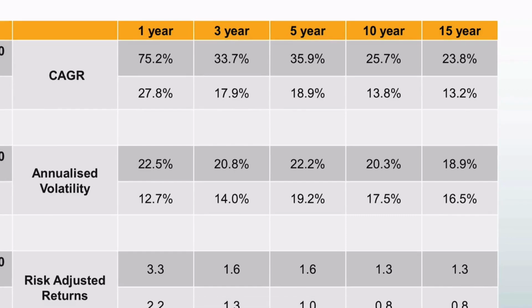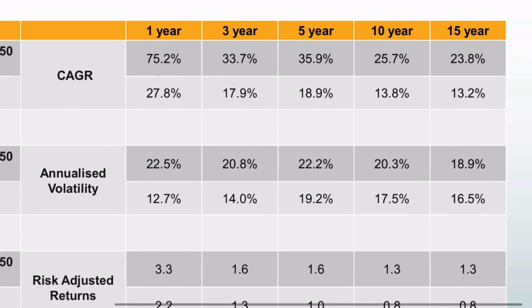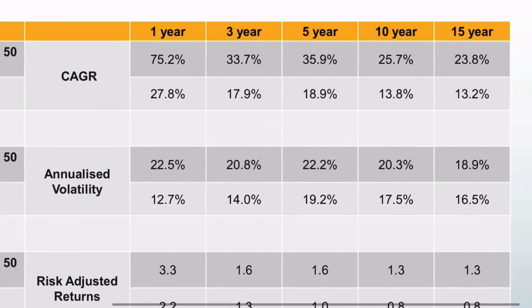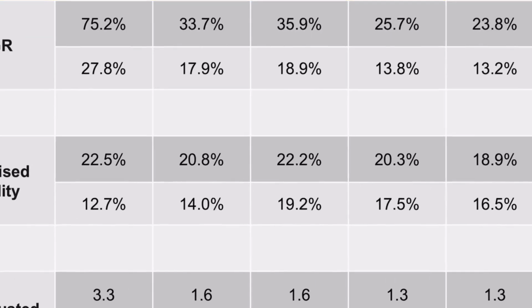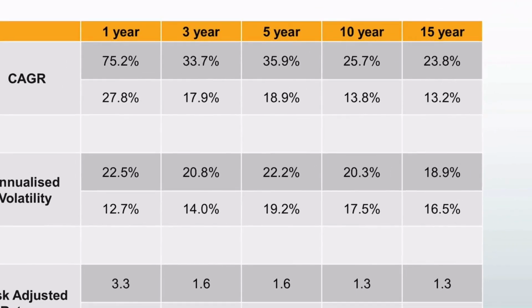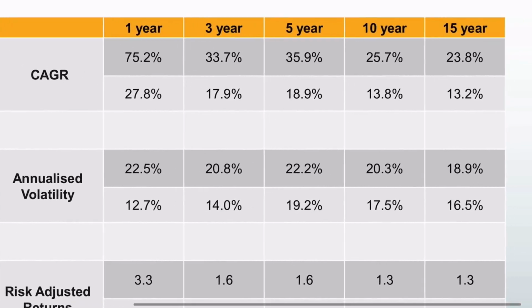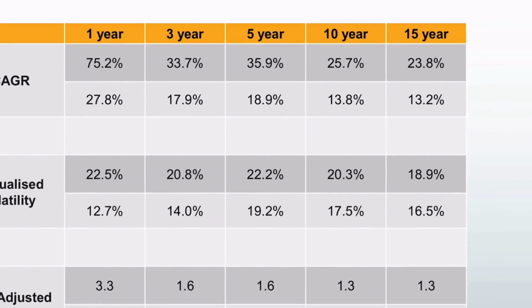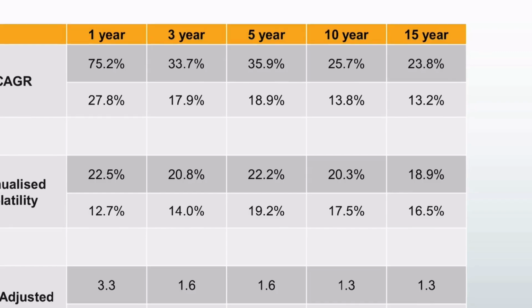In the 5 year period also, the volatility is a little nearer. There is 22.2% volatility in Nifty Momentum 50 Index Fund, while Nifty 50 has only 19.2% volatility. So here also the volatility of the Momentum Index Fund is higher, but it is near to the Nifty 50 volatility because the COVID period comes within the 5 year period. So that's why the volatility is high in Nifty also. For the 10 year period, the volatility of Nifty is 17.5%, while the Momentum 50 Fund has 20.3%.